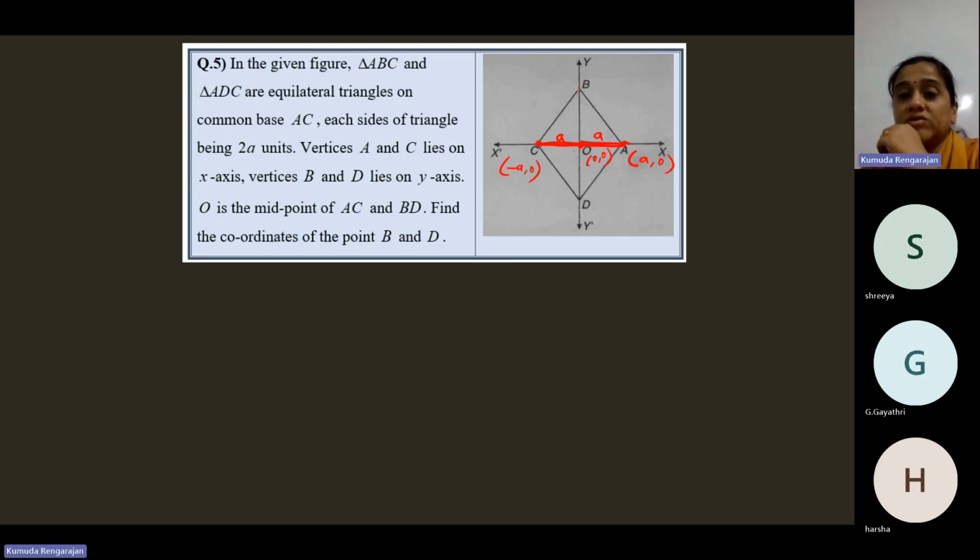Now, to find the coordinates of B and D, we need to know the length of this line segment. If supposing this one is some 4 units, that means this marking is 4. Then you can write the address 0, comma 4. So to find the coordinates of B and D, we need to know the length of the line segment OB and the line segment OD. But we know that OB is equal to OD, because O is the midpoint. So we'll find OB.